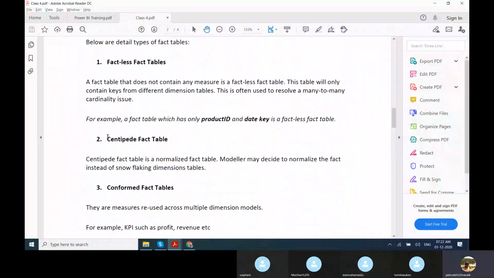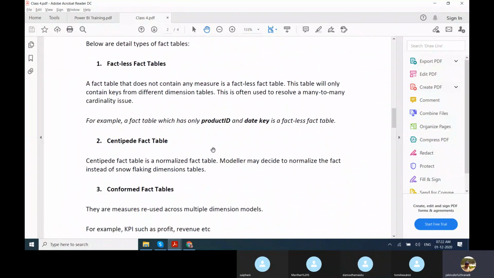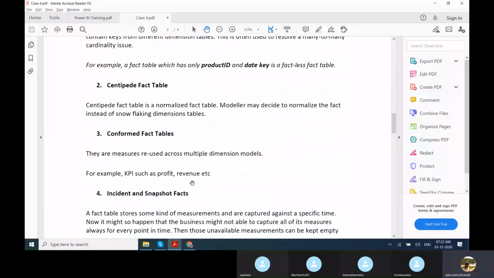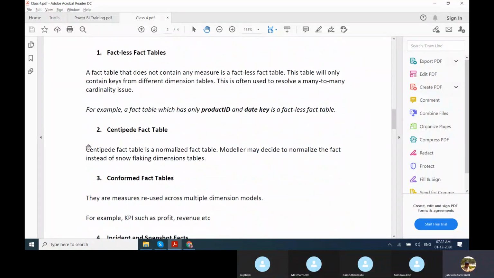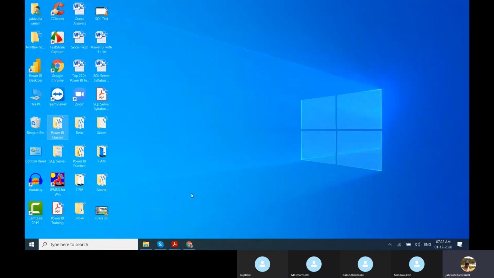Next, second one is centipede fact table. What is centipede fact table? Centipede fact table is a normalized fact table. The modeler may decide to normalize the fact instead of snowflaking dimension tables. What is a normalized fact table? There is a concept of normalization in SQL Server. So simply I will tell you.